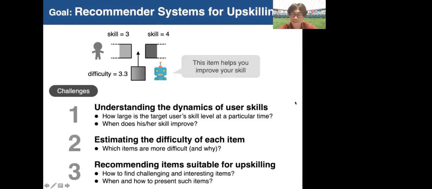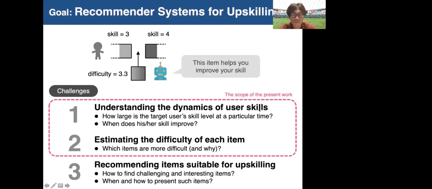And I think that to develop such a recommender system, there are three challenges. First, we need to understand how people improve their skills by selecting items. This is the first challenge. Second, we also need to estimate how difficult each item is. And third, we need to develop a recommendation algorithm that is suitable for upskilling. In this work, we focus on the first two challenges and leave the last one for future work.